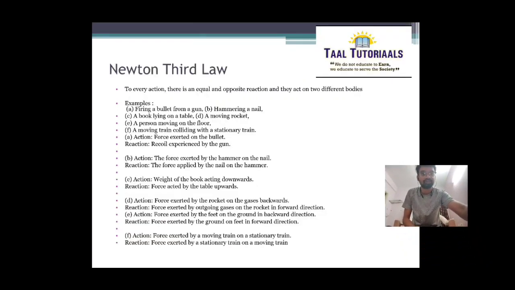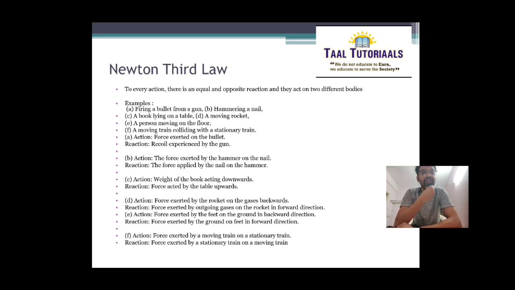Now, let us come to Newton's third law. Newton's third law is very simple: to every action, there is always an equal and opposite reaction. I have shared some examples which are very common and can come in examination, so let us discuss them. First, firing a bullet from a gun. The action is the force exerted on the bullet, and the reaction is the recoil experienced by the gun.